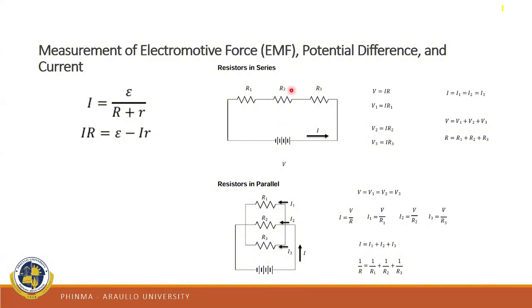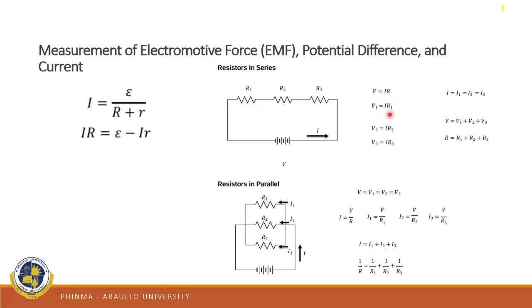Moving forward sa ating resistors in series and parallel. For series, as you can see, yung V natin is equal to IR, which is galing sa Ohm's law. Okay? So V is equal to IR. Yung V is total, I and R is the total values in this whole series connection.